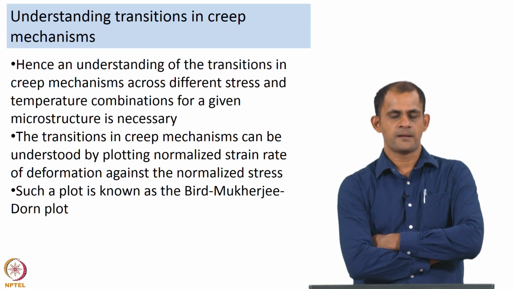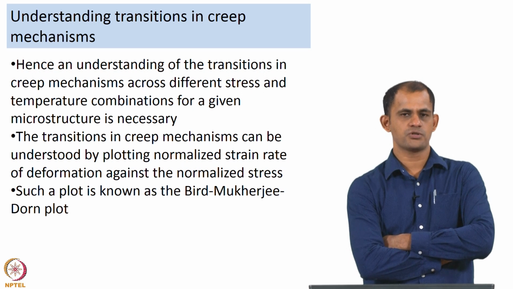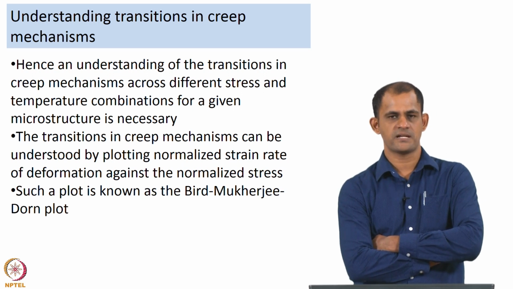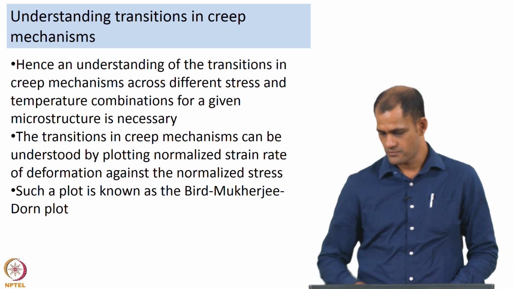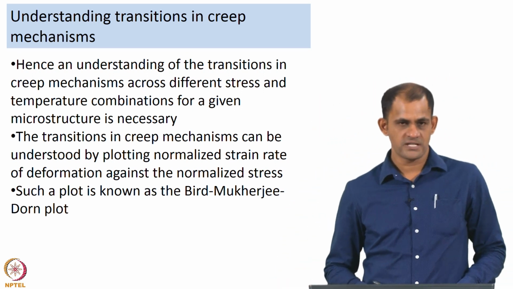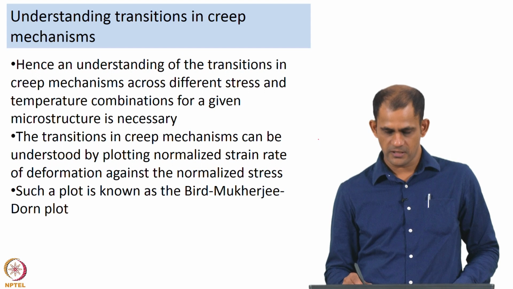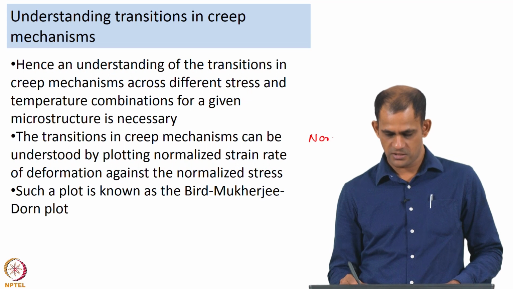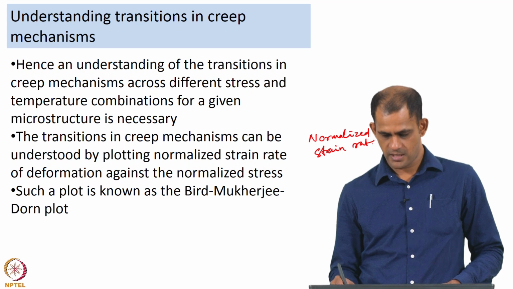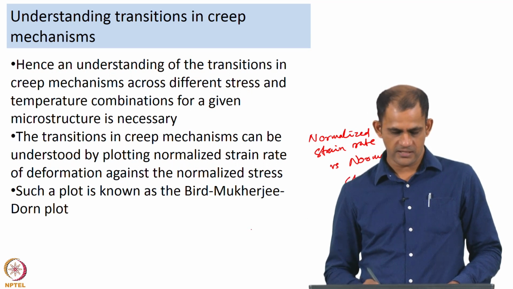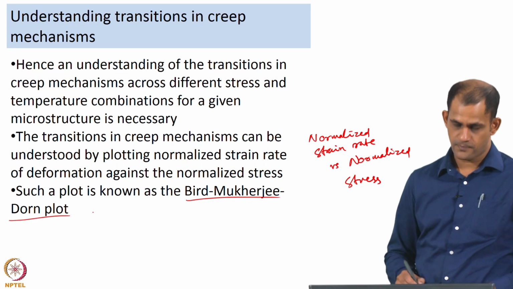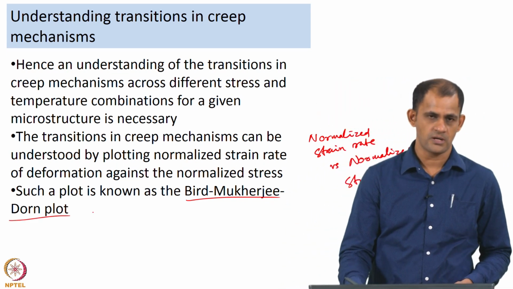Now, the transitions in creep mechanisms can be understood by plotting normalized strain rate of deformation against normalized stress. So, we are saying if you want to understand the transitions in creep mechanisms, then it is important that you have one single plot where you use normalized strain rate and plot it against the normalized stress. So, a plot like that is known as the Bird-Mukherjee-Dorn plot. So, this is what I am going to talk about now.